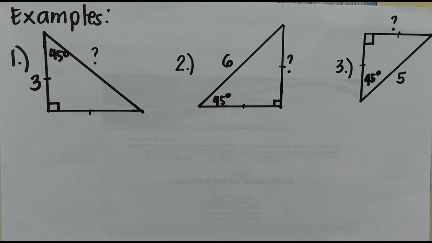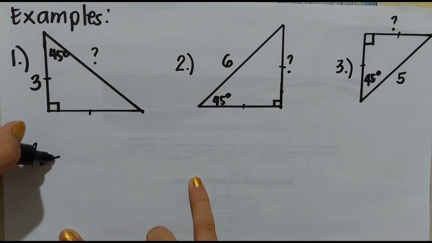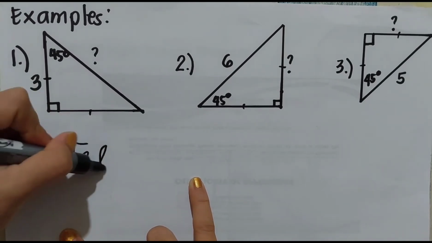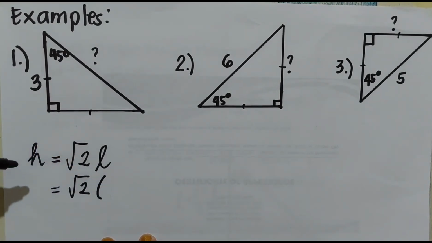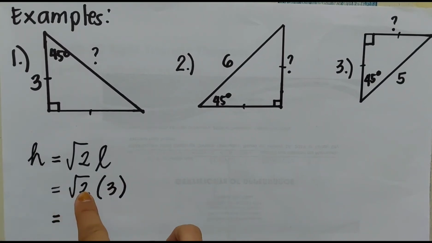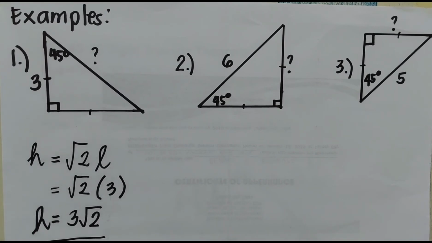We have here three examples. Now, in number 1, we have a 45, 45, 90 degrees right triangle. The given value here is 3. That is the leg. So we have to find the value of H, or the hypotenuse. Remember that to solve for your H is equal to square root of 2 times the measure of your leg. So simply substitute. You copy square root of 2 times, enclose it with parentheses, times 3. Now you simplify. Since the 2 has a radical sign and 3 is just a constant, you multiply square root of 2 times 3. So 3 goes first, then square root of 2. This is now the value of your hypotenuse.